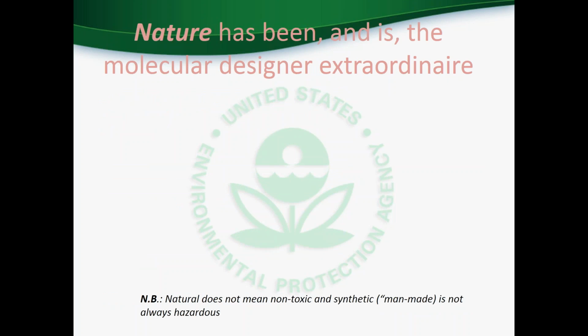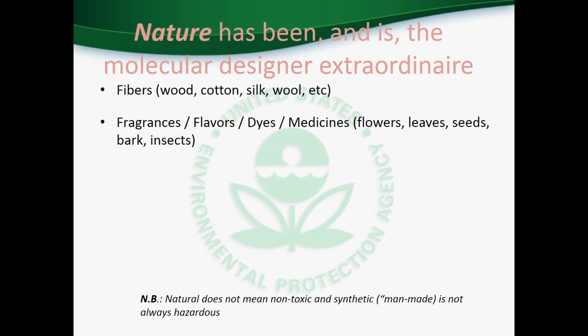So again, just to go back to nature, as a synthetic community, we're pretty far behind nature. Nature has been and always will be the molecular design extraordinaire. Examples are fibers: wood, cotton, silk, etc. Fragrances, things that smell nice, things that smell pretty nasty. Natural dyes, medicinal plants that are found in flowers, leaves, seeds. Shellac is made by insects. It's actually quite good for you. You can actually eat shellac.